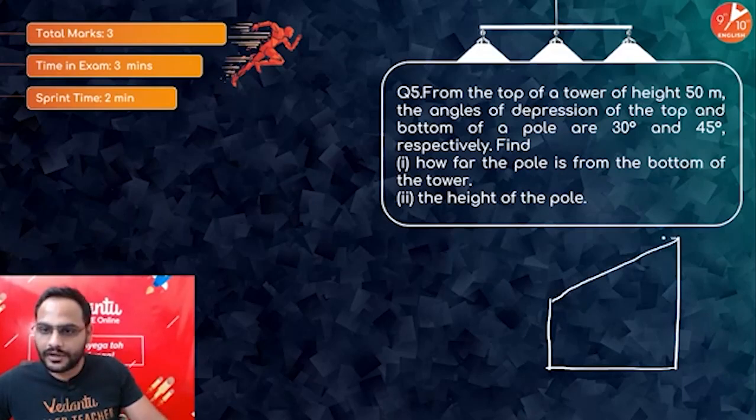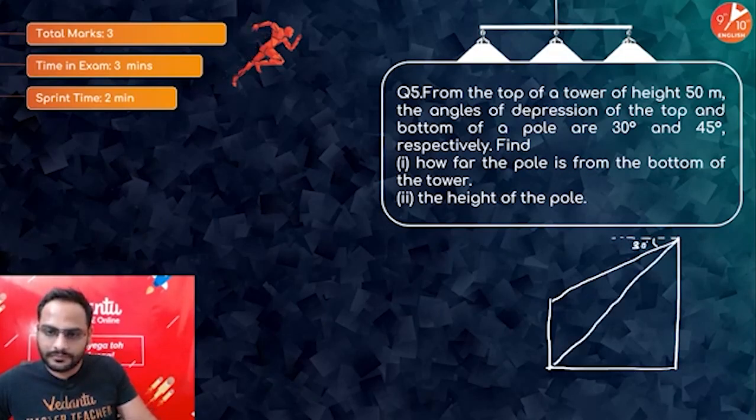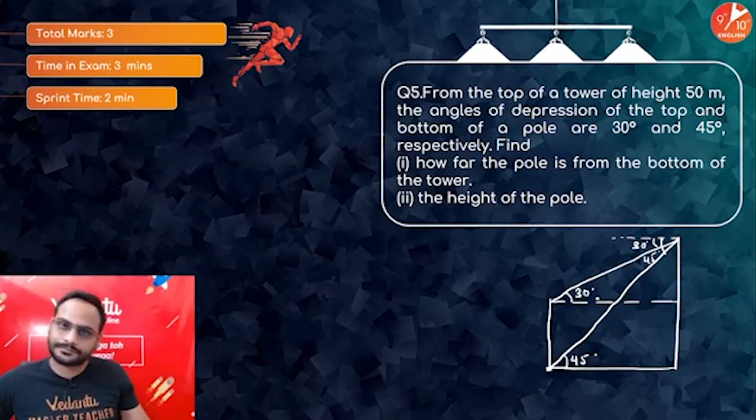So in the case of the top of the pole, the angle of depression is 30 degree, and if you look at the bottom of the pole over here, the angle of depression is coming to be 45 degree. So this complete angle will be 45 degree, and here if we draw one more horizontal line, this angle will also be 30 degree, right?